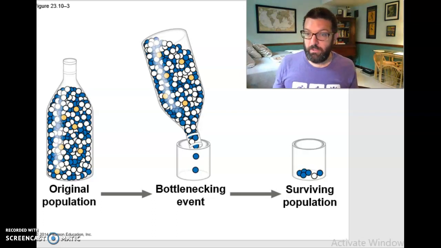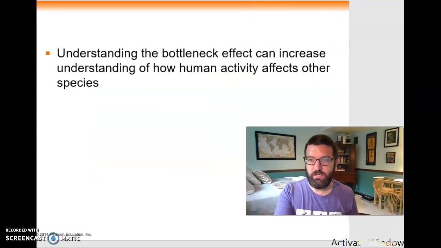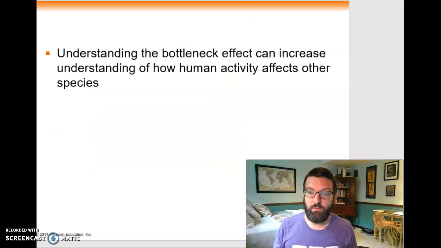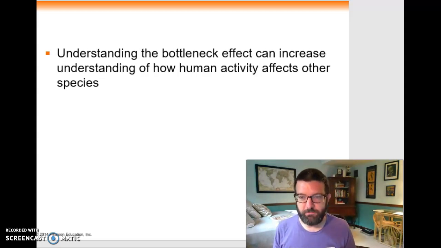Now, the surviving population may grow and get larger and become as big as the original population was, but its allele frequency is forever changed. And this is important because it can help us understand how our activities, which can sometimes cause these large population drops, can affect other species. One example of this is the cheetah.